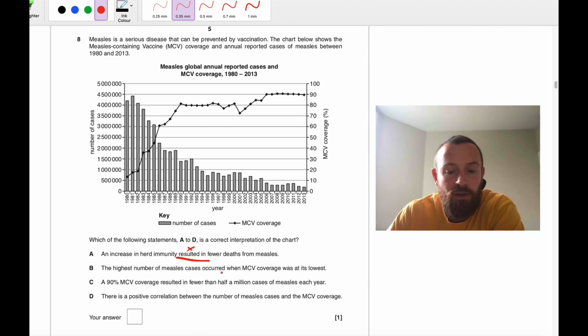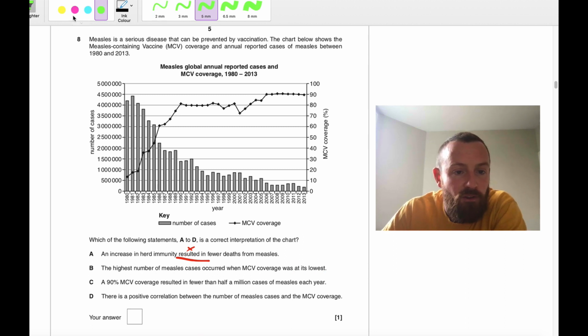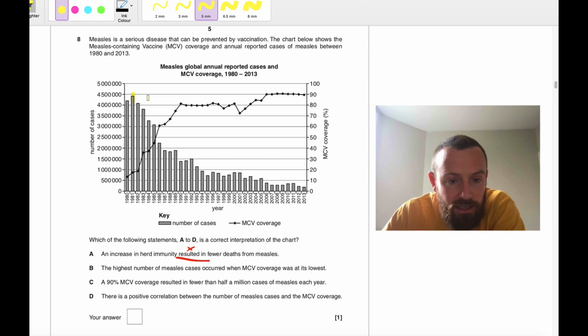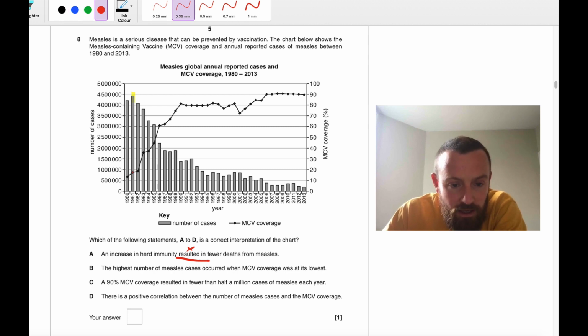B, the highest number of measles cases occurred when MCV coverage was at its lowest. Well, when was the highest? Let's find it. Here it is, right there. Was the vaccine at its lowest? Actually, no, it wasn't. It was there. And the lowest was there, so this is not correct.